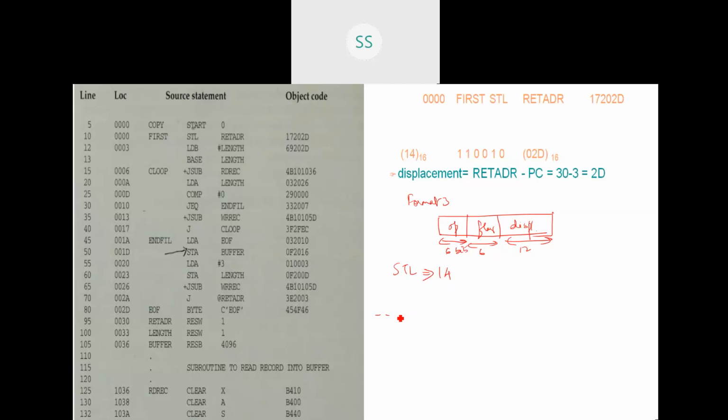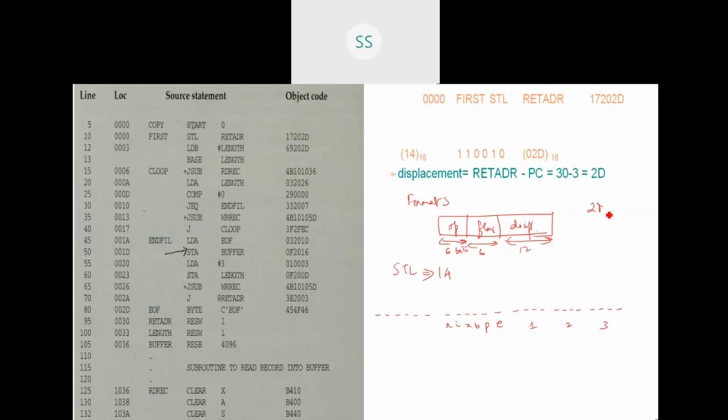So I'll just write the bits 1, 2, 3, 4, 5, 6. That is N, I, X, B, P, E. And then my 4, 4, and the remaining 4. So this is 1, this is 2, and this is 3. So I've got 3 here.